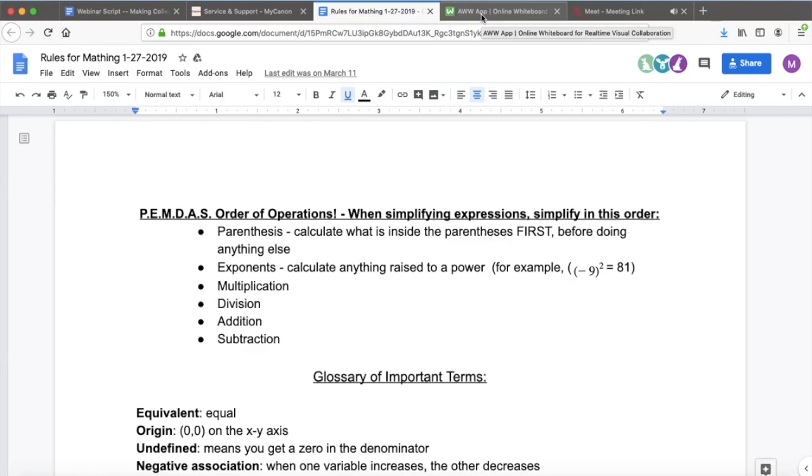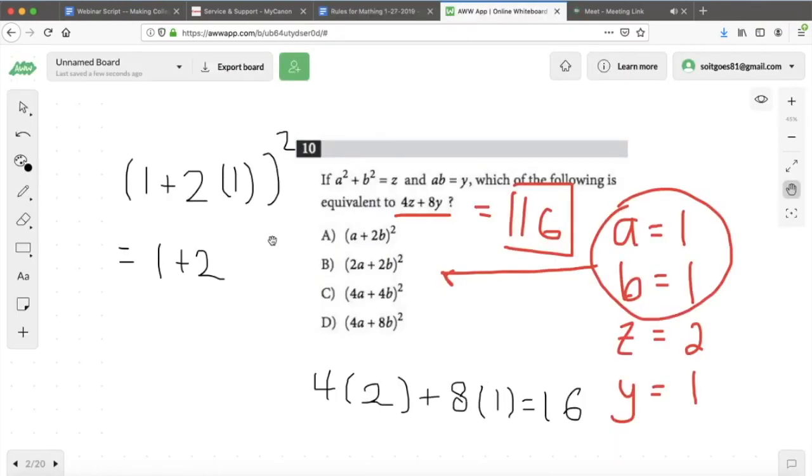All right, so let's go back to the question. What Ariane did here is calculate what's inside the parentheses first to get 1 plus 2. Let's pick that back up.